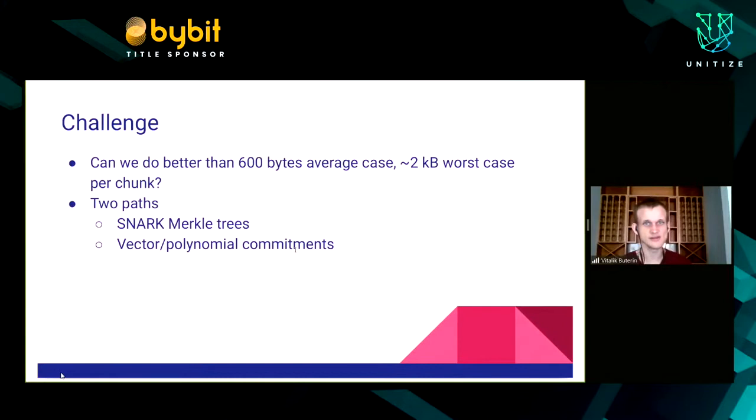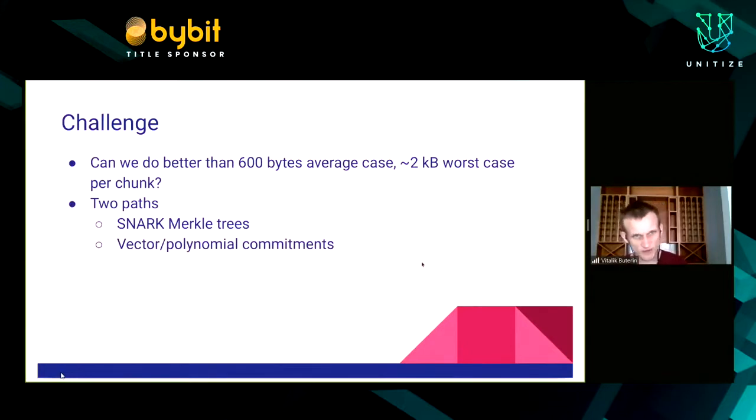Challenge, right? The problem is that 600 kilobytes average case, 2 to 5 megabytes worst case is actually not that nice, because right now Ethereum blocks are about 50 kilobytes. So can we try to bring the witness size down to something closer to the block size, instead of being 1 to 1.5 orders of magnitude larger than the block size? There's two paths to this. One is snarking Merkle trees, and the other is vector commitments or polynomial commitments.